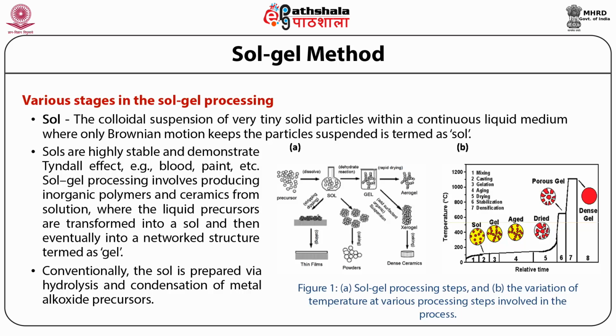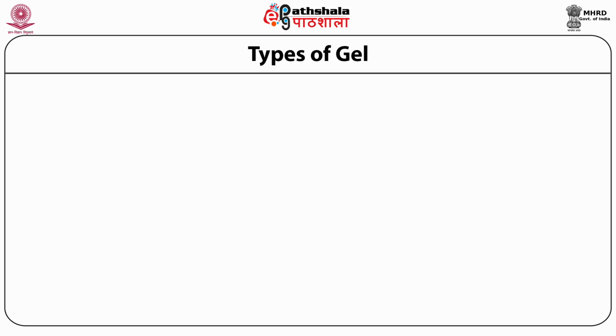Then the gel is aged for a certain amount of time. Then it is dried at almost the same temperatures. Then the next step is the stabilization, which takes place at high temperatures of around 600 degrees centigrade, which forms the porous gel. The next step is the densification, which takes place at high temperatures of 1100 degrees centigrade, where a dense gel is produced. We next discuss the various types of gel.